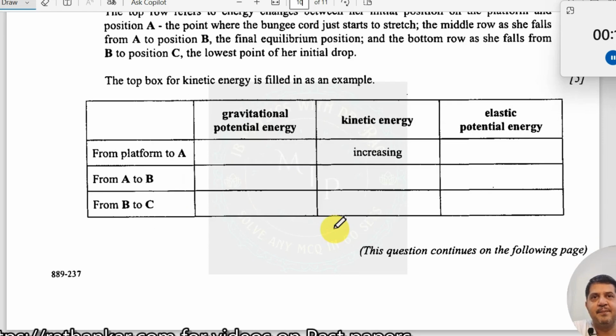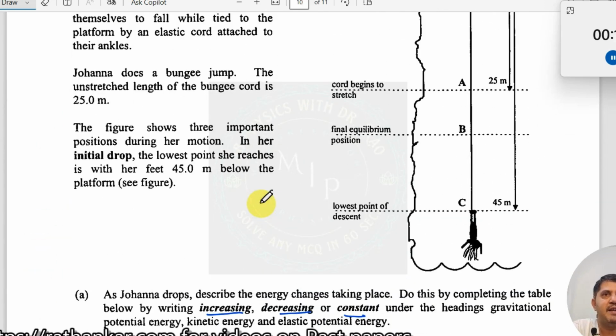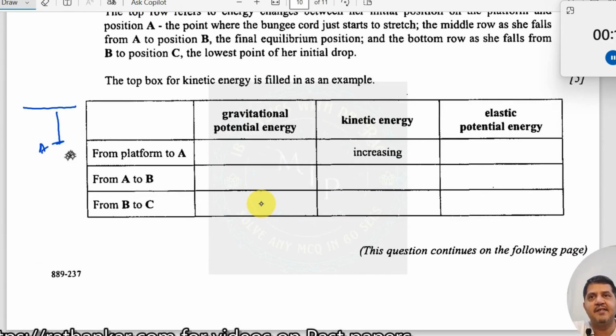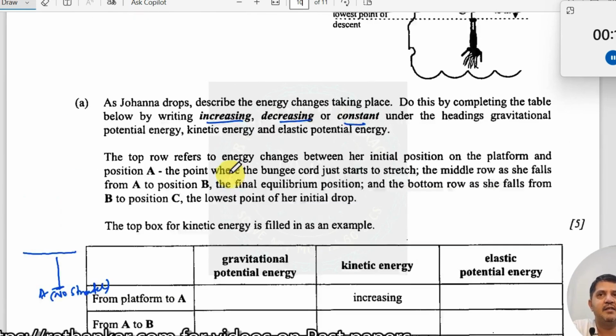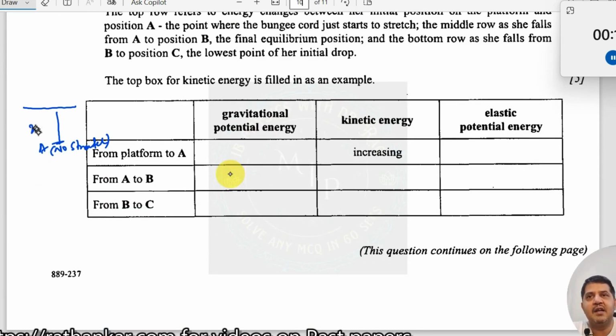Let us read this. Gravitational potential energy from platform to A. I will draw the figure briefly. This is the platform here, and this is my point A. What is point A? Point A is where the cord begins to stretch, which means there is no stretching until here. And the height here is 25 meters.